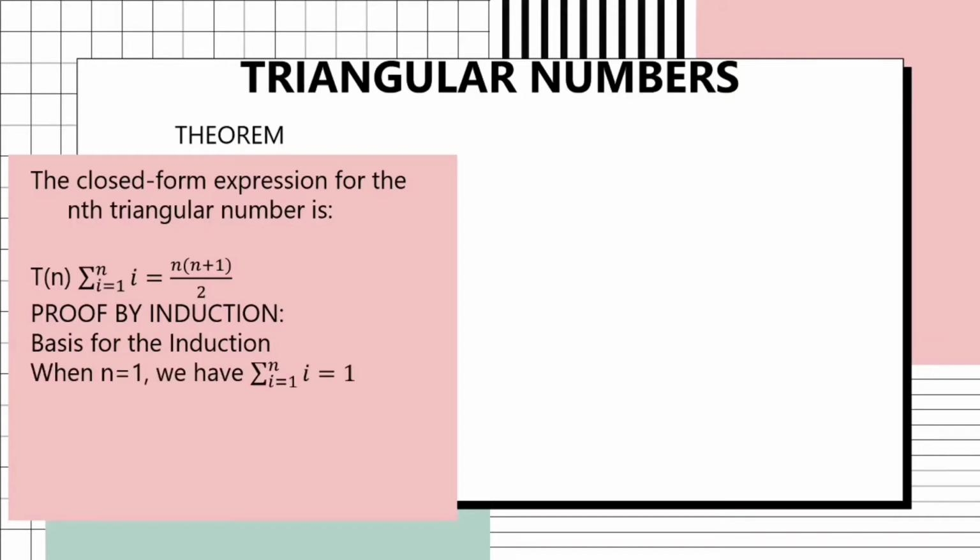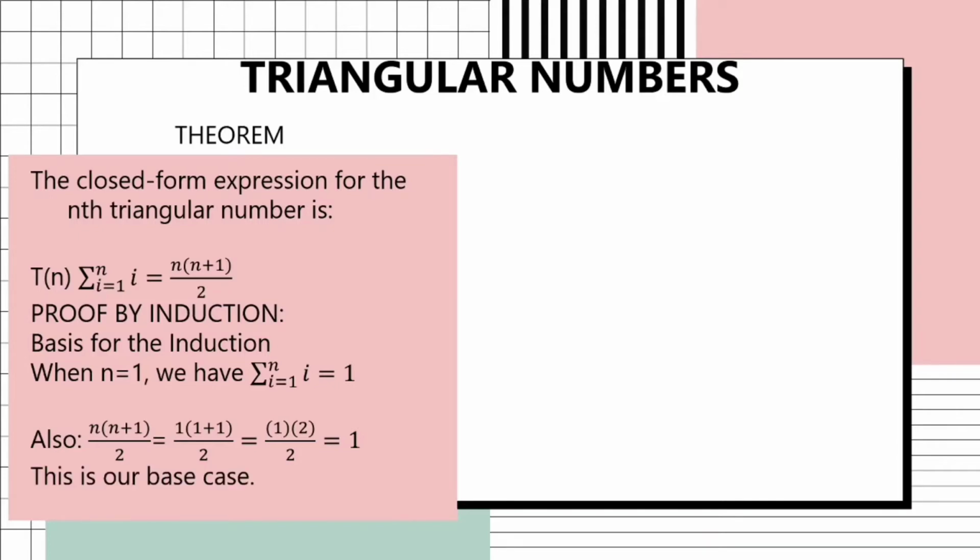So the basis for the induction, when n is equal to 1, we have the summation from i equal to 1 to n, which is 1. Also n multiplied by n plus 1 all over 2 is equal to 1. So let us now substitute: 1 multiplied by 1 plus 1 all over 2 is equal to 1 multiplied by 2 divided by 2 is equal to 1.